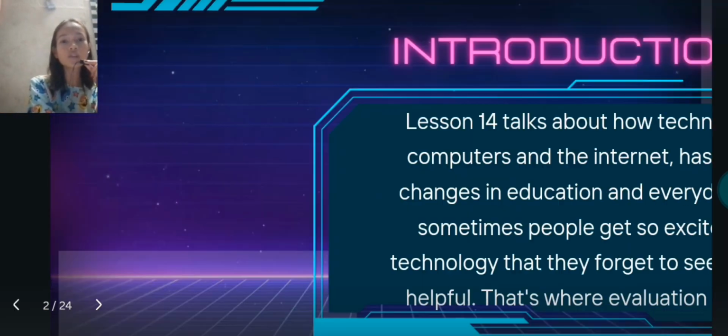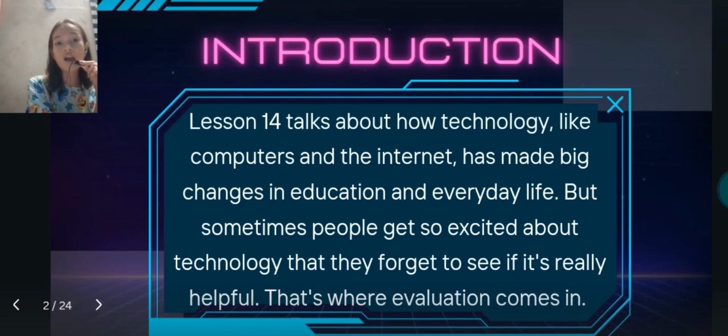So let's have an introduction first of what lesson 14 is all about. Lesson 14, everyone, talks about how technology, like computers and the internet, has made big changes in education and everyday life. But sometimes people get so excited about technology that they forget to see if it's really helpful. That's where evaluation comes in. So in short, this lesson explains how important it is to evaluate technology to see if it's worth using.